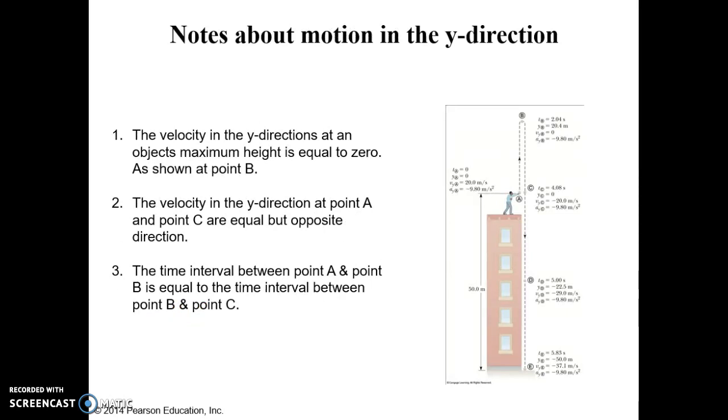Here's a picture showing what I'm talking about and things to remember about free fall. Number 1. The velocity in the y direction at an object's maximum height is equal to 0, as shown at point B. Number 2. The velocity in the y direction at point A and point C are equal, but in opposite direction. And number 3. The time interval between point A and point B is equal to the time interval between point B and point C.